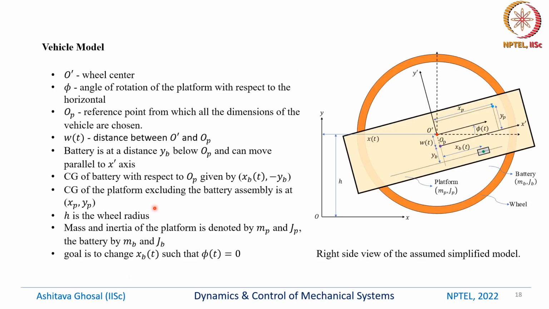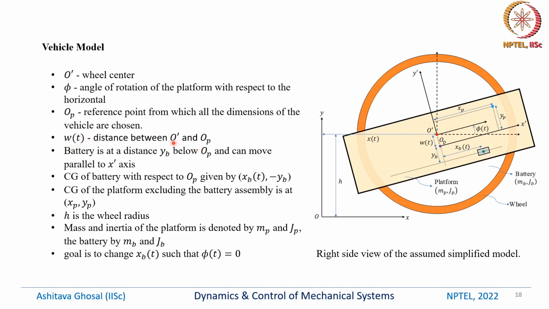We can also have a model of the vehicle. So basically what we have is a wheel, then there is this tray, and then we can obtain the wheel center, which is O prime. Phi is the angle of rotation of the platform with respect to the horizontal. So this is this angle. OP is a reference point which we choose from which all dimensions of the vehicle are chosen. So this is some reference point.